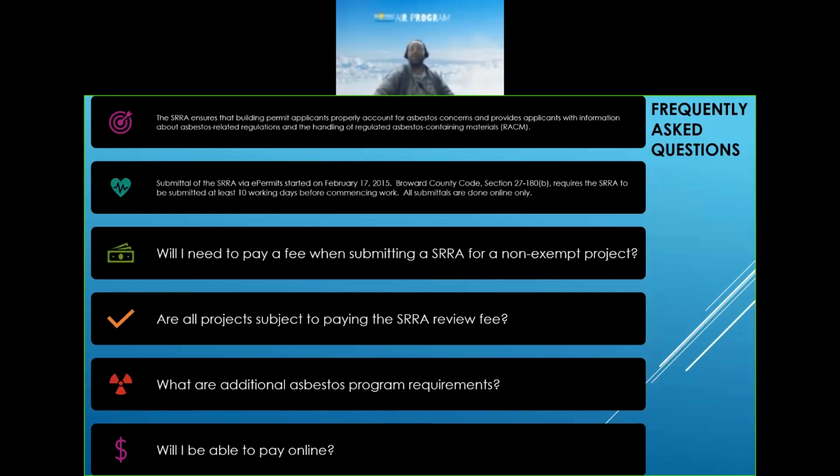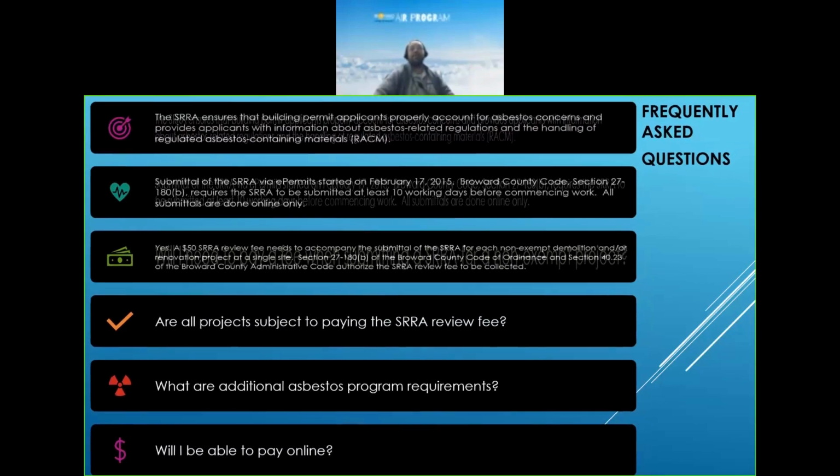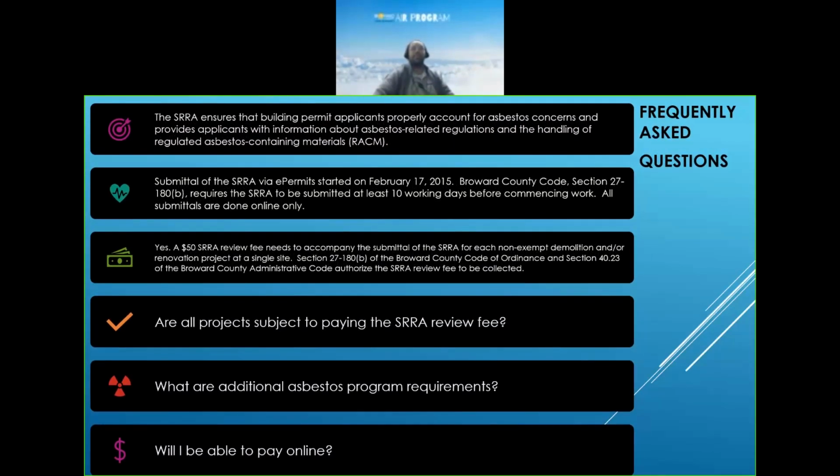Will I need to pay a fee when submitting an SRA for a non-exempt project? Yes, there is a fee. A $50 SRA fee needs to accompany the submittal of the SRA for each non-exempt demolition and/or renovation project at a single site. Section 27-180(b), once more, of the Broward County Code of Ordinances and Section 40-23 of the Broward County Administrative Code authorizes the SRA review fee to be collected.